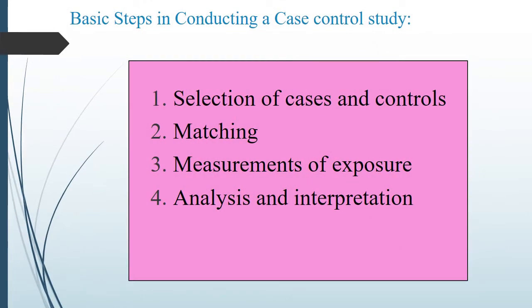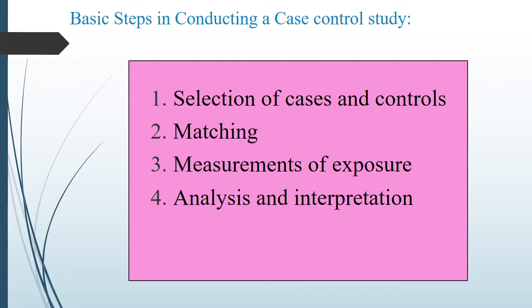Next we will see the basic steps in conducting a case control study. We have already seen in the diagram what is case and what is control. Case is the people with disease and control is the people without disease. The first step is selection of cases and controls. First we have to select the cases and controls. Then second is matching, so we have to check for the match.